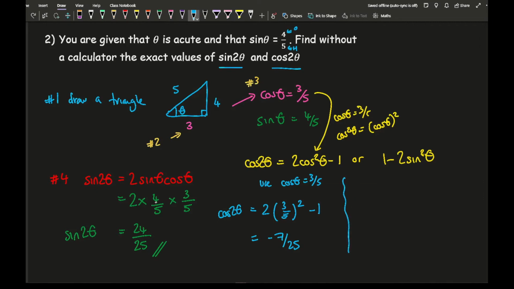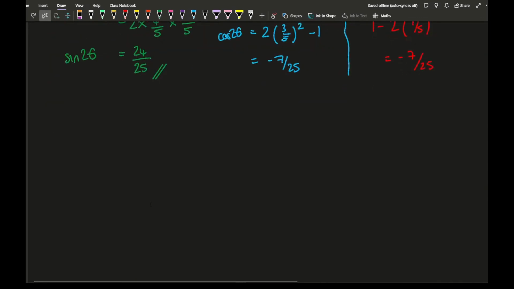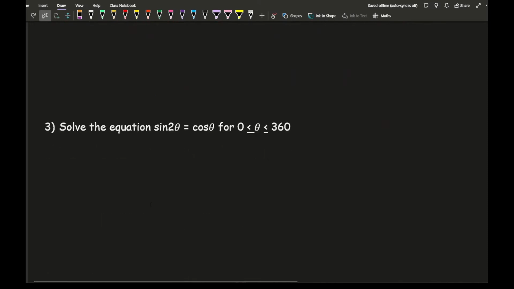Alternately, I could use that sine theta equals 4/5. So here I could do 1 minus 2 lots of 4/5 squared, and that will give me the exact same answer of minus 7/25. So whichever way you want to do it, it's going to give you the same answer. So let's have a look at our third example.